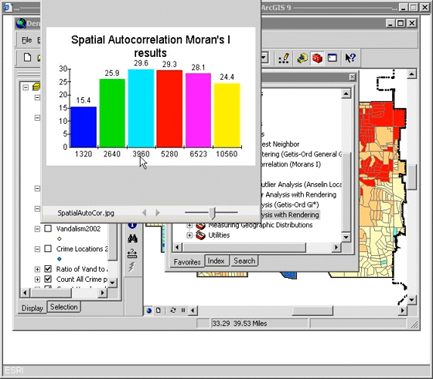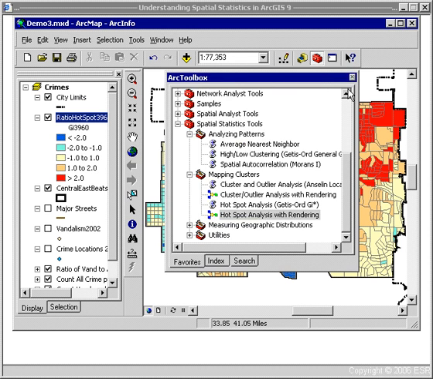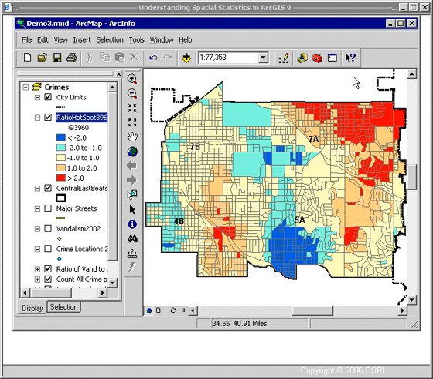Speaking of which, it looks like our analysis is done. So let's take a look at the results. Remember, we didn't want to place our prevention program where vandalism was simply the highest, but rather where it was a higher than expected proportion to all other crimes.